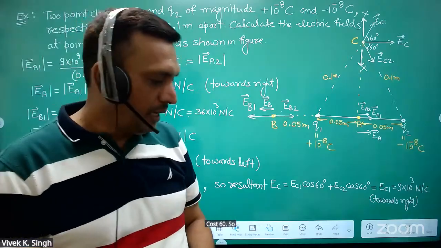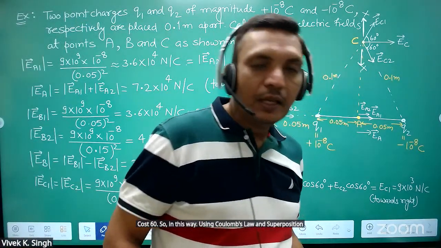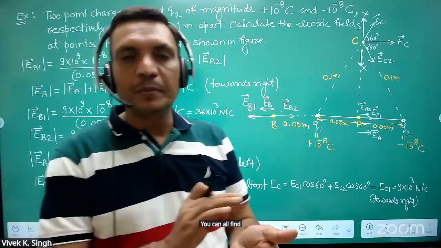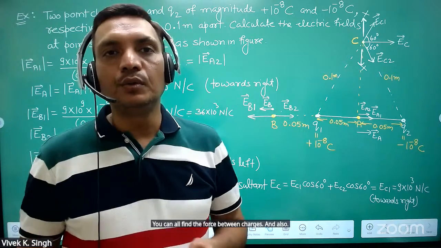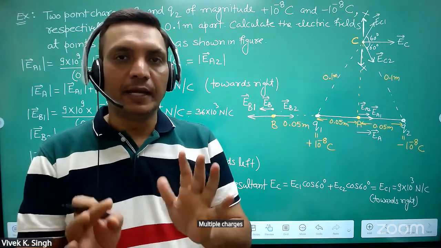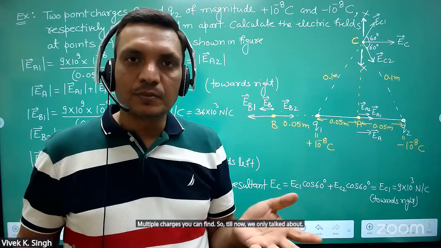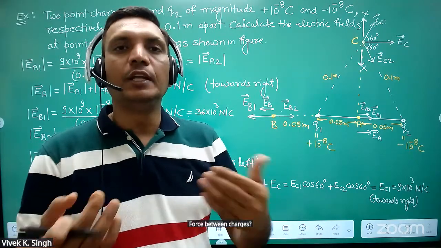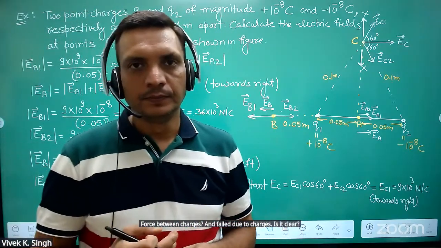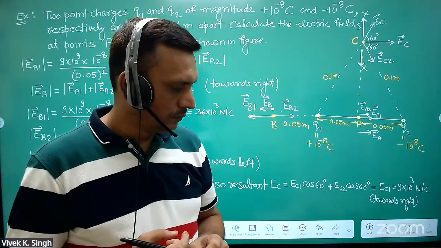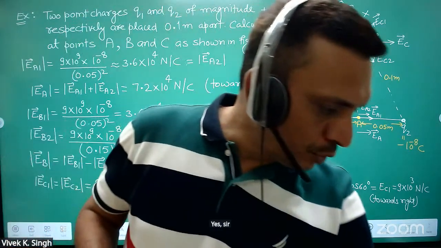So in this way, using Coulomb's law and the superposition principle, you can find the force between charges and also the electric field due to multiple charges. So till now, we only talked about force between charges and field due to charges. Is it clear? Yes, sir. Any doubt up to this point?